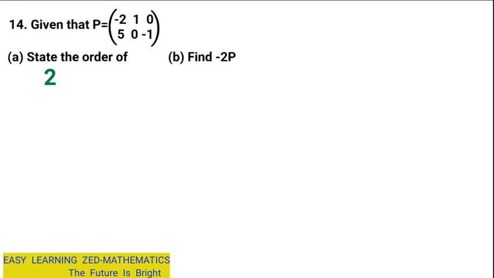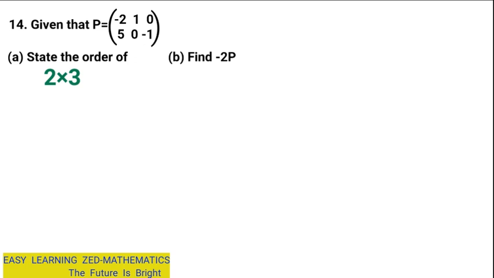Okay, columns are lines going from up downwards, and in this matrix, the columns are made by -2 and 5, 1 and 0, 0 and -1. So this matrix has got 3 columns, so it is 2 by 3. Okay, so the order of this matrix is 2 by 3. Okay, let's come to question (b).